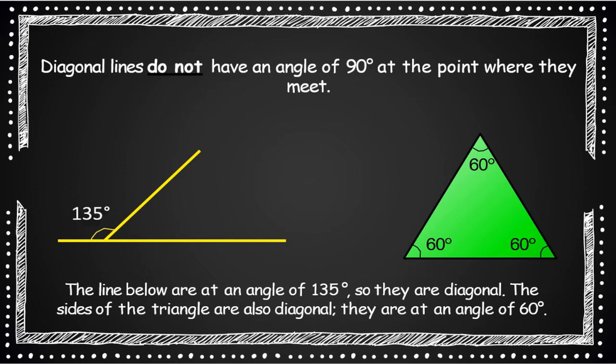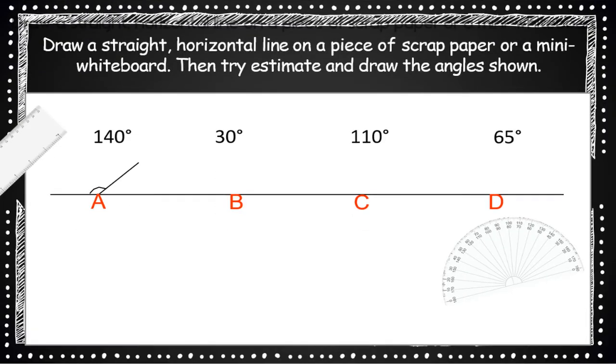Let's do a little bit of revision. Take a look at these angles down below. I've done the first one for you by drawing what I think 140 degrees looks like. Draw this picture and complete angles B, C, and D. Estimate what you think these angles would look like by drawing a diagonal line. Pause the video and give it a try.